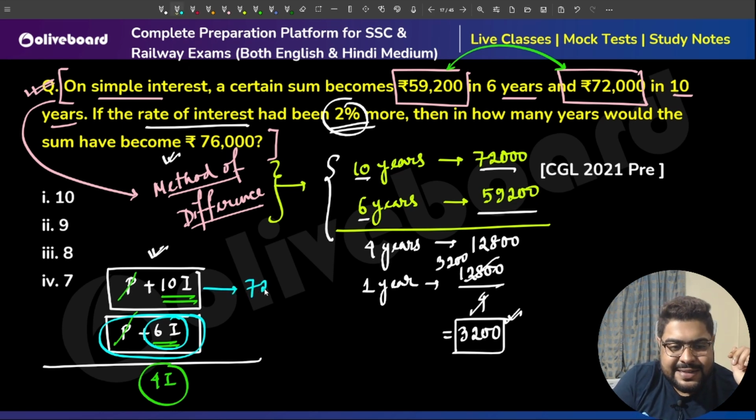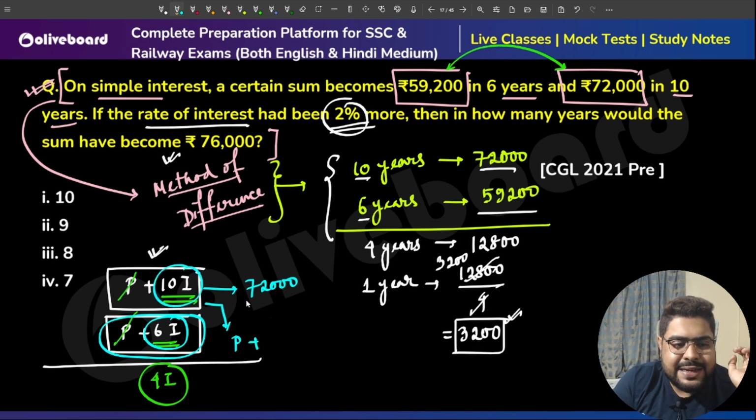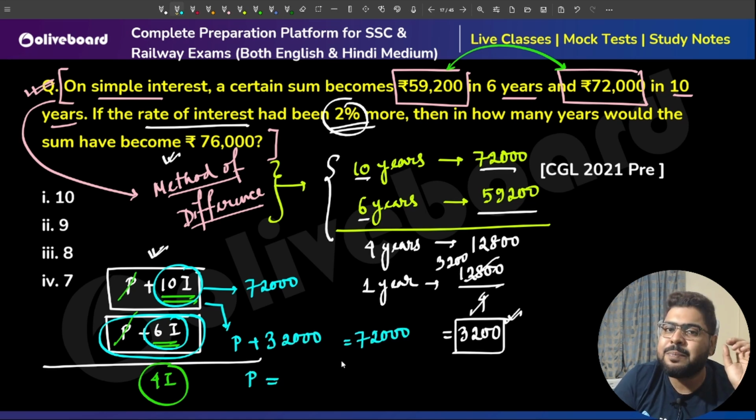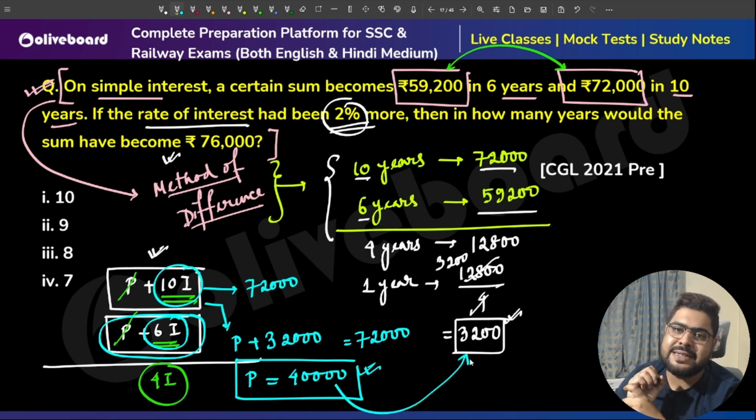So it is given as 72,000. So P plus each year interest is 3,200. 10 years interest is 32,000. It is equal to 72,000. So the P value, the principal value is 40,000 rupees. So 40,000 is my principal, and on top of that we are getting 3,200 as interest every year. This is 1 year interest.